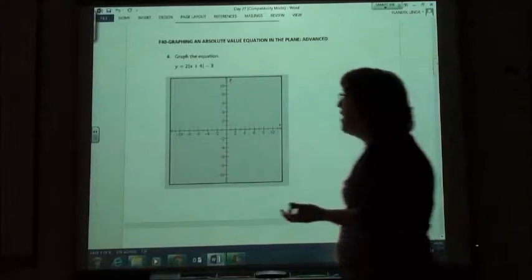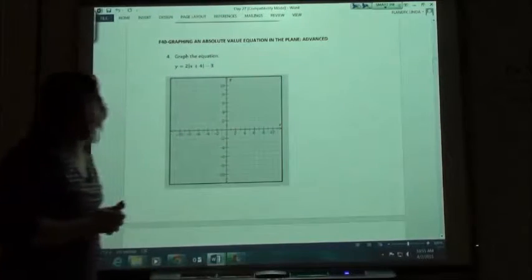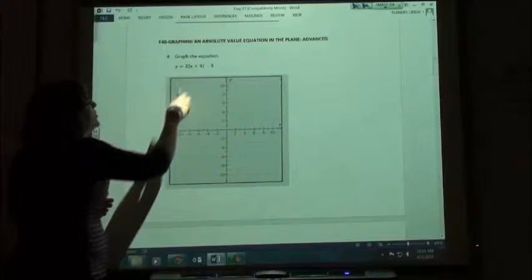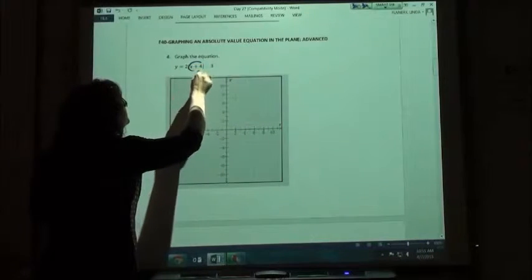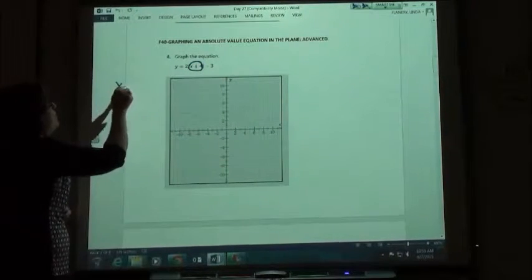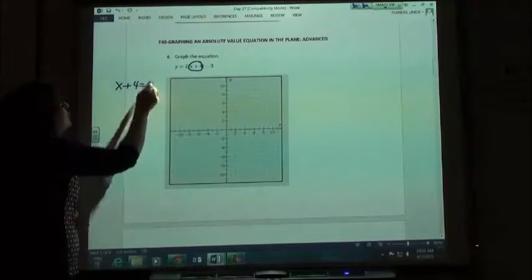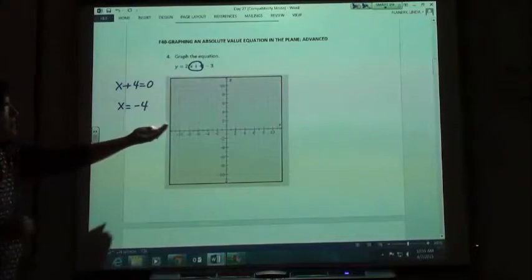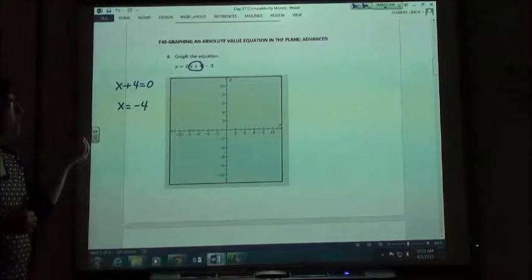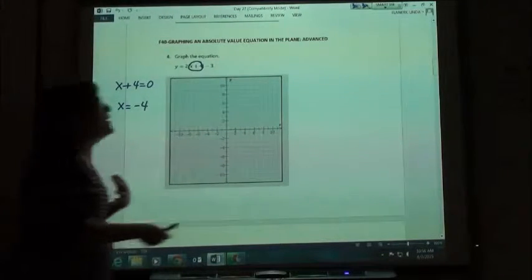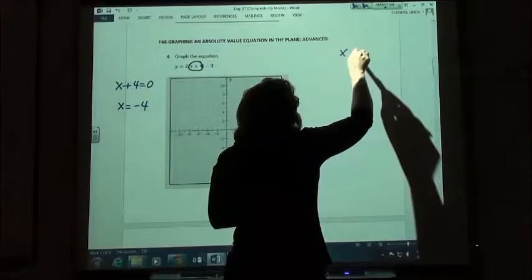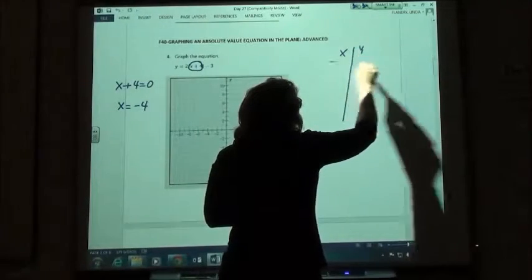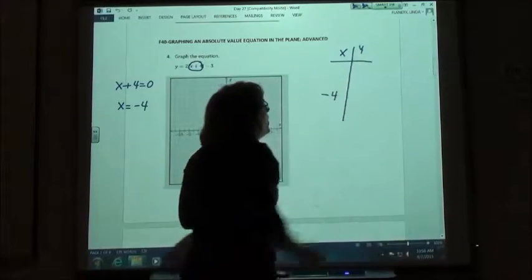The first thing I have to do is figure out where is the middle of my graph. How did it shift? So I'm going to look at this part with the x. If x plus 4 equals 0, then x has to equal negative 4. That means my graph shifted backwards 4 places. When I'm making my table, that's going to be my middle point. Instead of being at 0, it's now at negative 4.